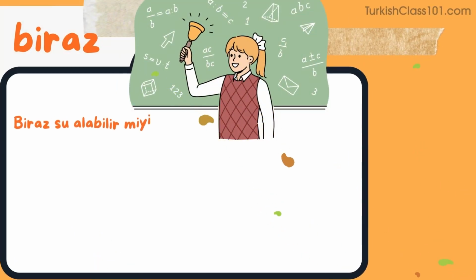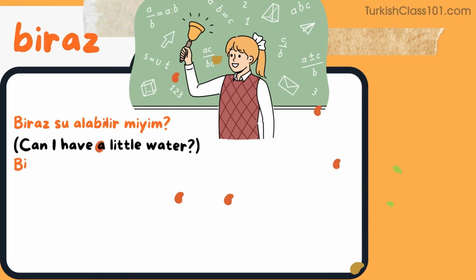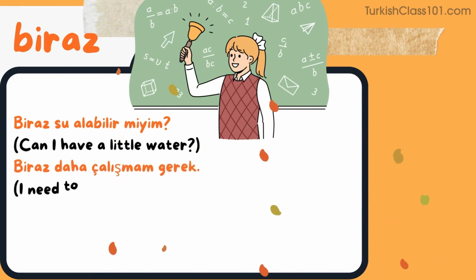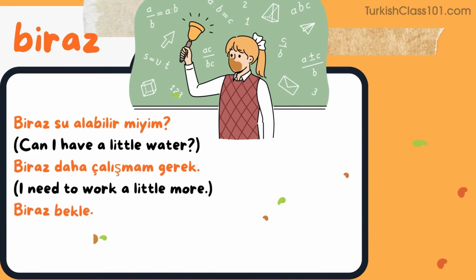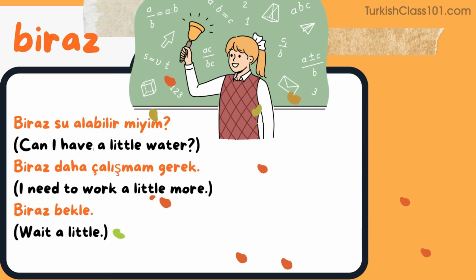Next, now we have this adverb, biraz, which is used to indicate a small amount. It's perfect when you want to be polite or express moderation, which is highly expected in some cases. Let's give some examples in sentences. Biraz su alabilir miyim? Can I have a little water? Biraz su alabilir miyim?